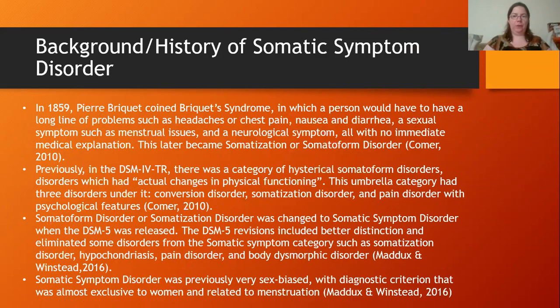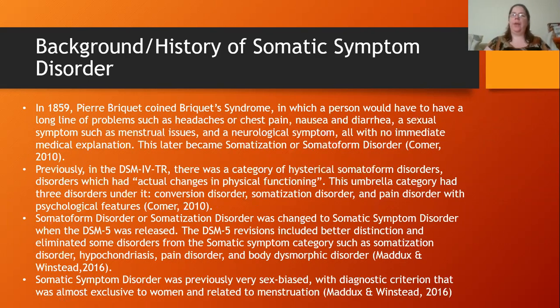The other editing that occurred between the DSM-4 and the DSM-5 was the elimination of certain disorders such as somatization disorder, hypochondriasis, pain disorder, and body dysmorphic disorder.